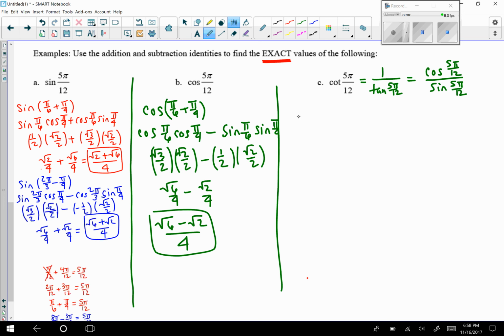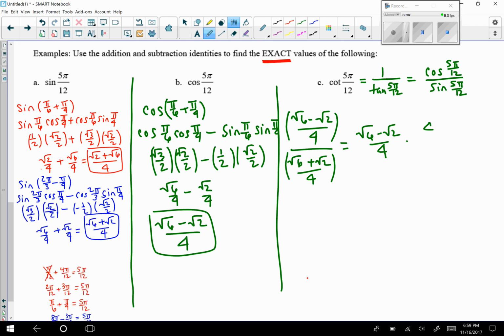So our cosine answer was root 6 minus root 2 over 4, divided by the sine, which was root 6 plus root 2 over 4. So if I have a fraction divided by a fraction, I can multiply by the reciprocal of what's in the denominator. So root 6 minus root 2 over 4 times 4 over root 6 plus root 2. And of course, the 4's cancel out. So I'm left with root 6 minus the square root of 2 over root 6 plus the square root of 2. And of course, we don't like to have radicals in our denominator.